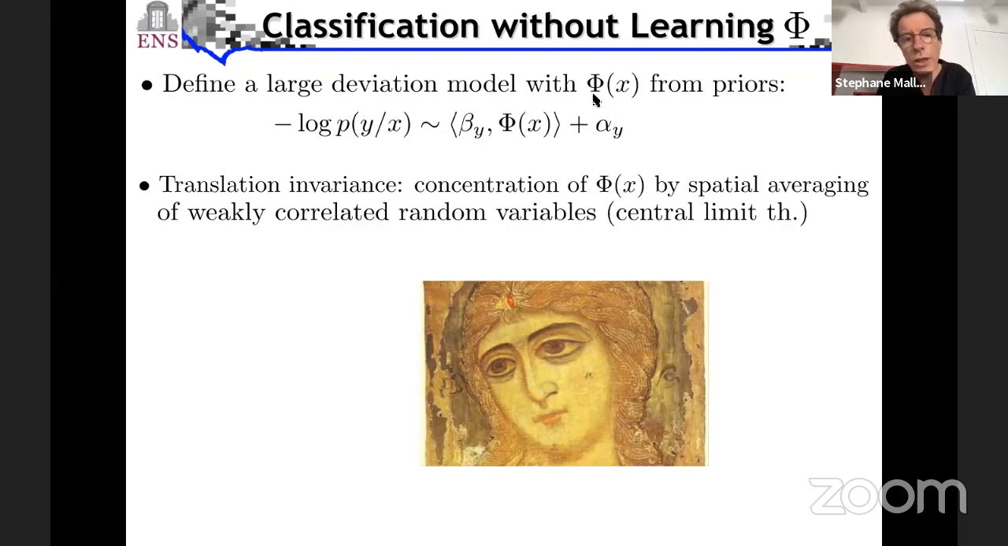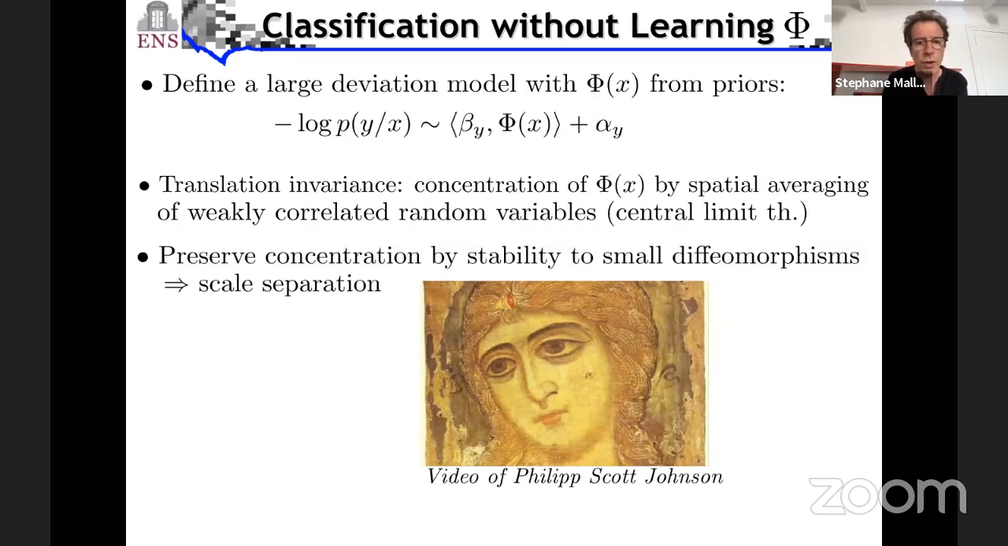Now, of course, there is one element which is very important in many object recognition phenomena. You have a translation invariant problem. If you translate your object, you recognize it as the same object. Now, this will allow us to compute this concentration through spatial averaging. As you know, if you have weakly correlated random variables, if you begin to average them, with the central limit theorem, you're going to get a concentration.